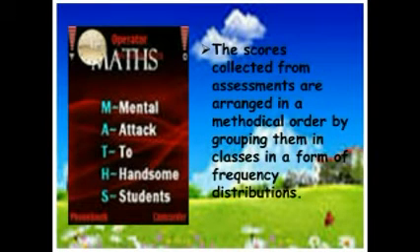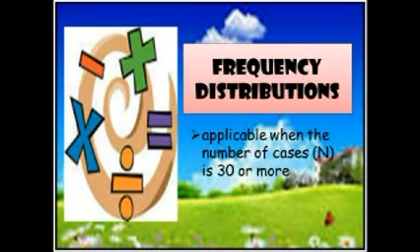The scores collected from assessments are arranged in methodical order by grouping them in classes in the form of frequency distributions. Frequency distribution is applicable when the number of cases, n, is 30 or more. An example of this is when you have 30 or more students who take the exam. We can use frequency distributions.